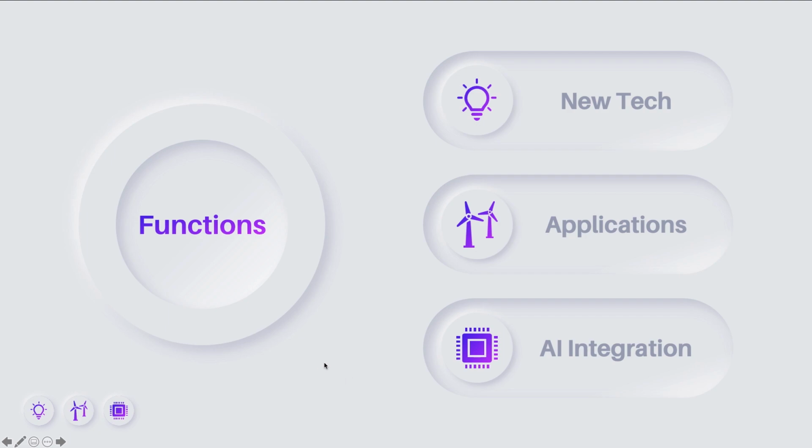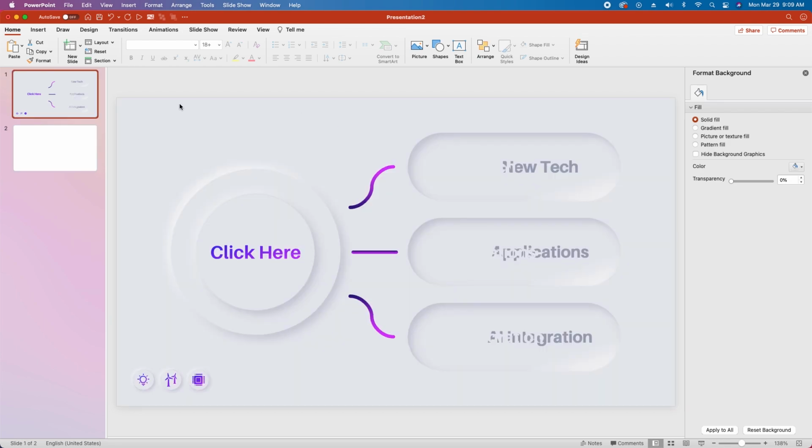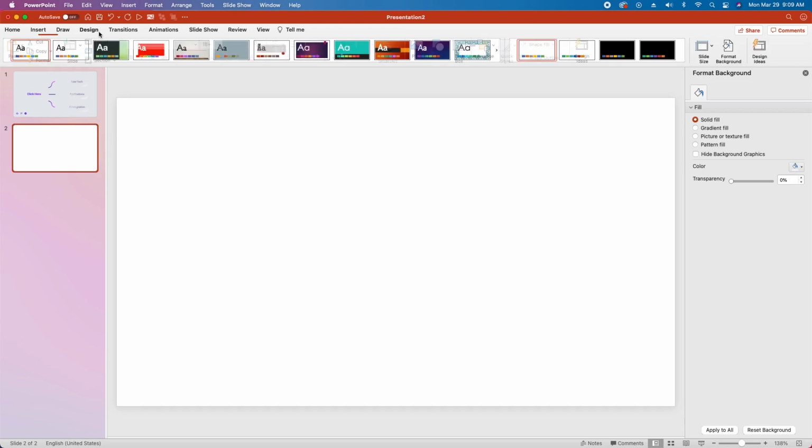Let's get started. To get started building this slide, we're going to open PowerPoint, create a new document, and first take care of changing the background color to the same one that you see here, this kind of bluish gray color. We're going to go to Design, and if you don't see this format pane on the right side, you're going to hit Format Background.